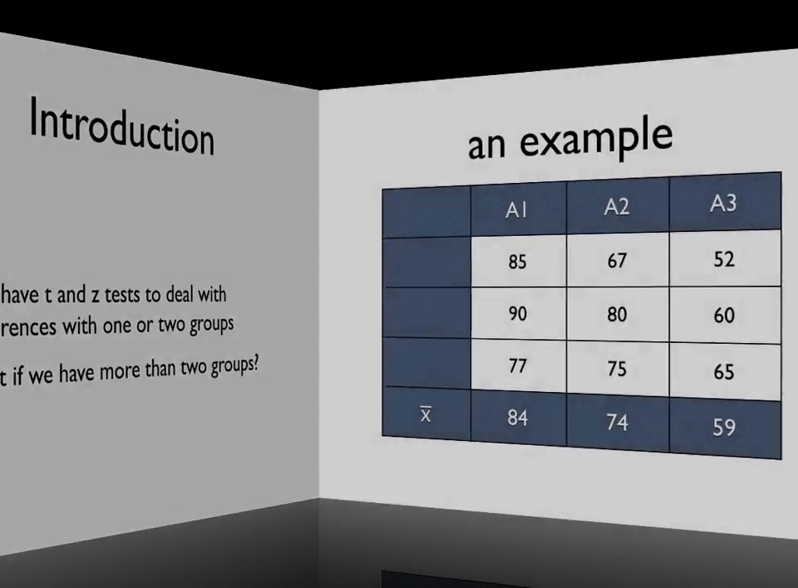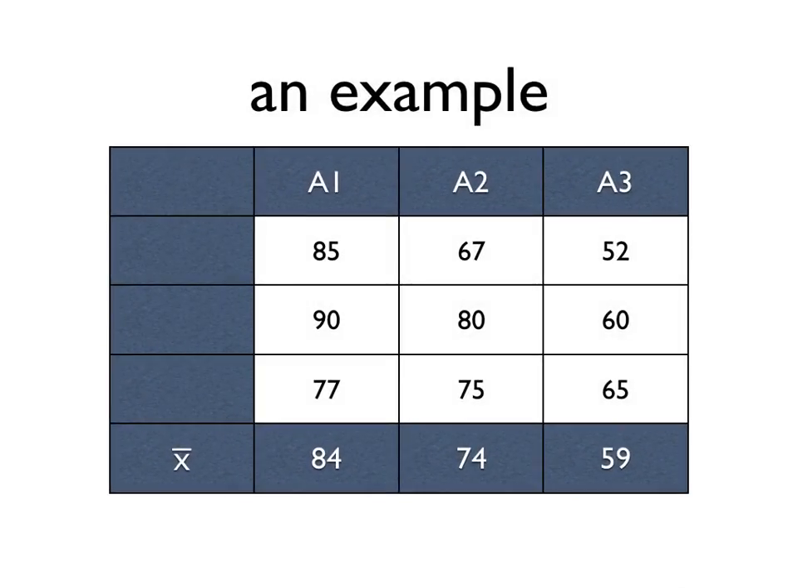So let's pretend we have three groups, and they're different levels of A. Group A1, Group A2, Group A3. This is a notation you'll see me use quite a bit. It's the factor A. It has three levels, 1, 2, and 3. Here are the scores. I don't know what this is measuring. I don't care. The numbers don't know where they came from. But the mean for group A1, so group 1 in factor A, is 84. A2 is 74, and A3 is 59.